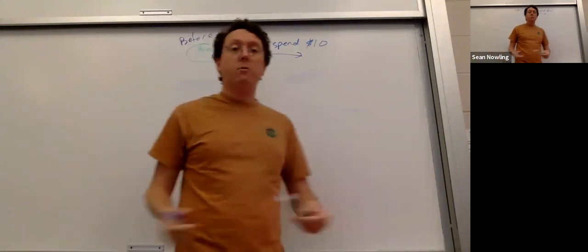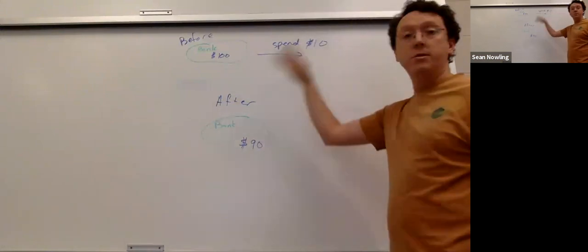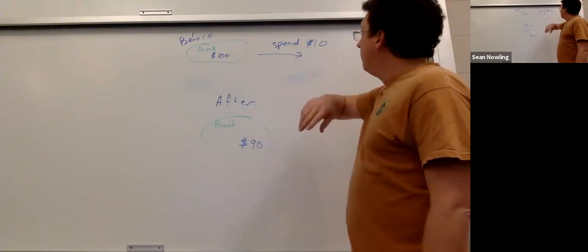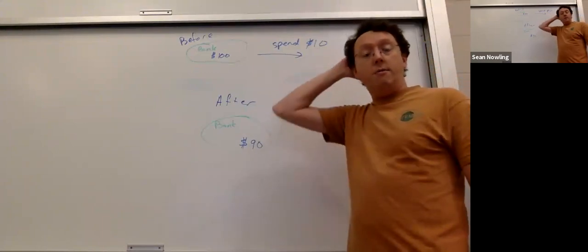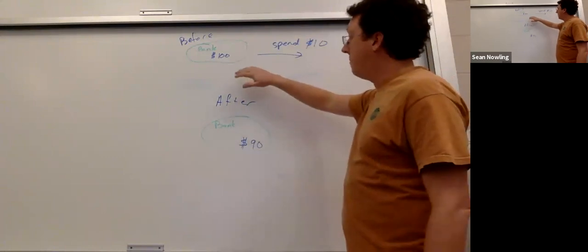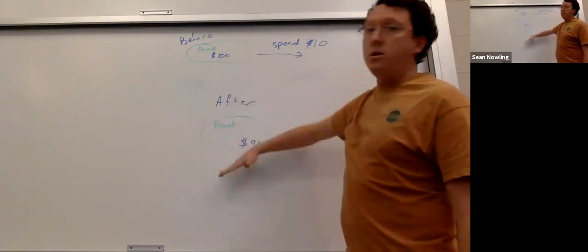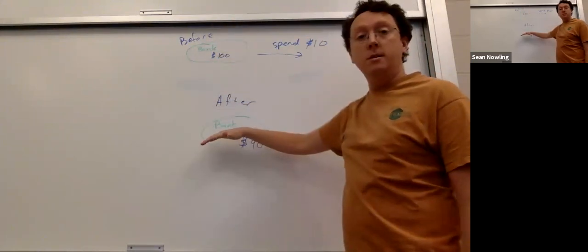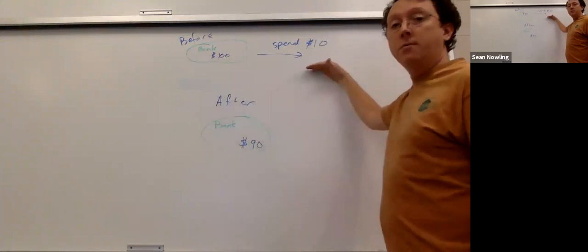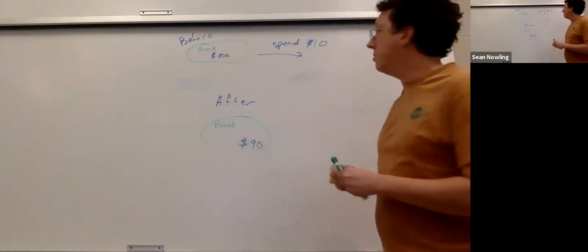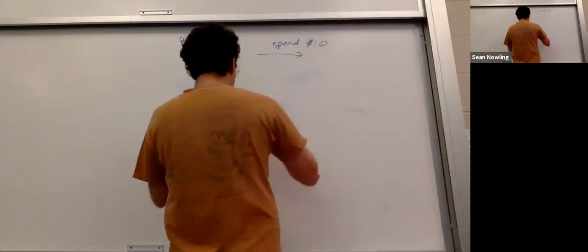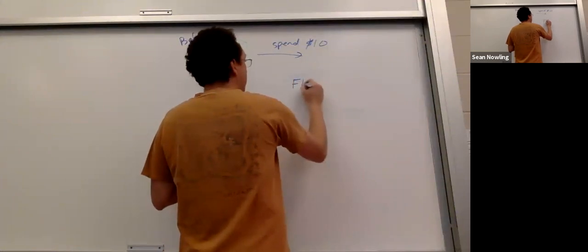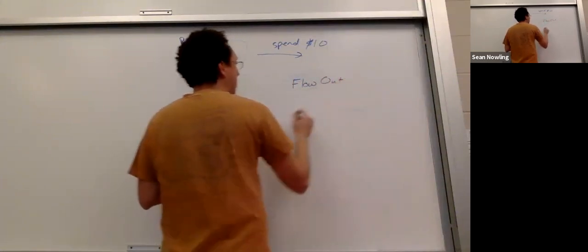Okay, what's the relationship between all these numbers? Well, there's not one way to write it. Probably the most convenient way to write it, though, is to say the following. The change of money, the change of stuff, whatever it is, in your system, equals the flow out. So in this case, I could write that as saying the flow out is $10.